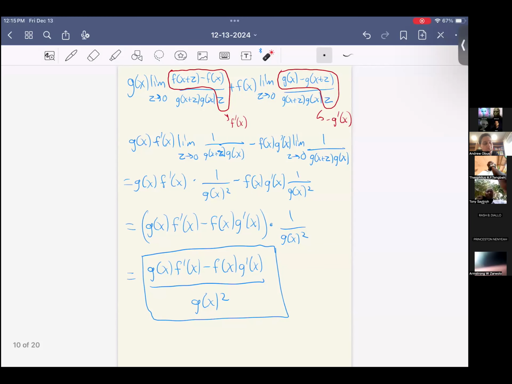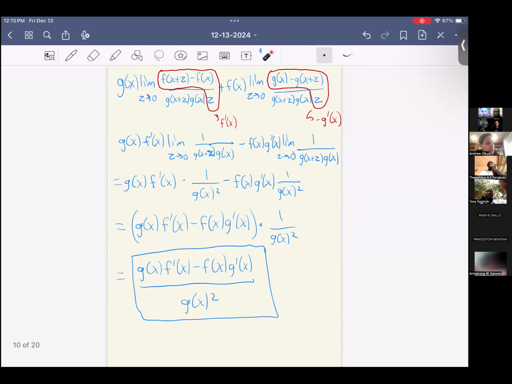So if you have a function that's given by f divided by g, then its derivative is actually given by this formula. It's g of x, f prime of x, minus f of x, g prime of x, divided by g of x squared. And this is the formula that we call the quotient rule.